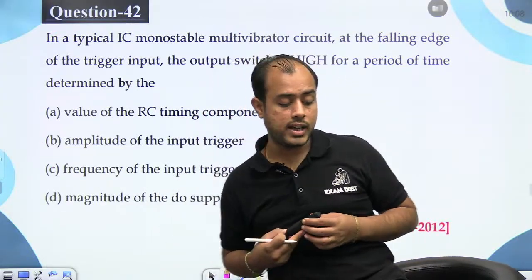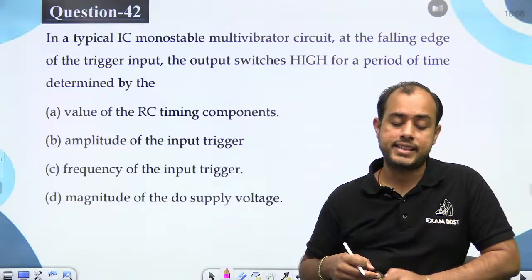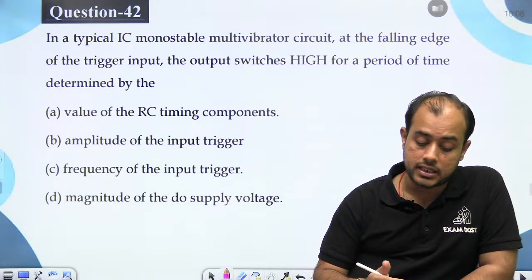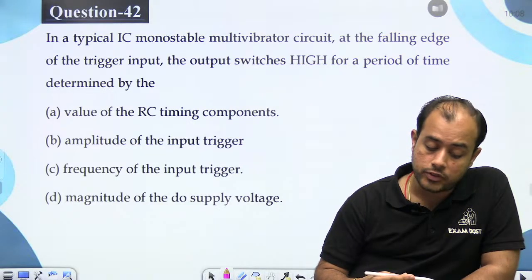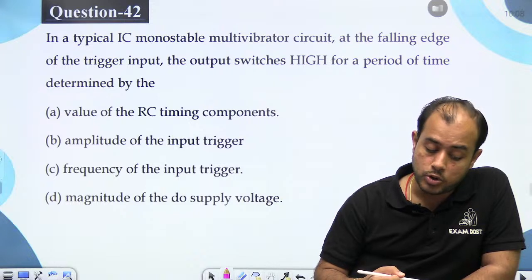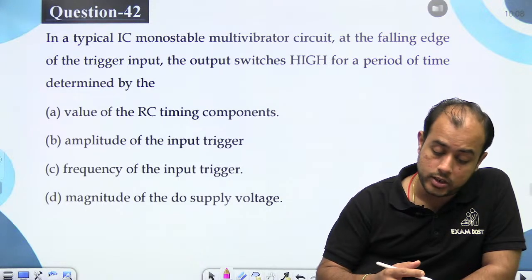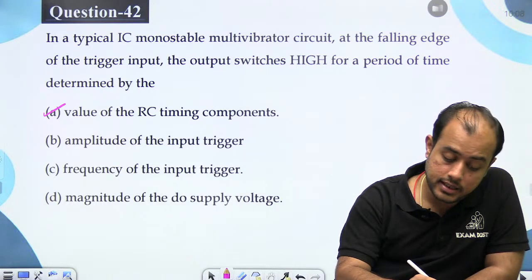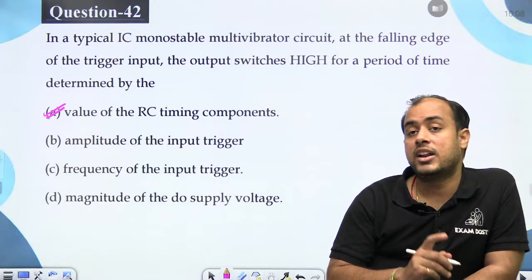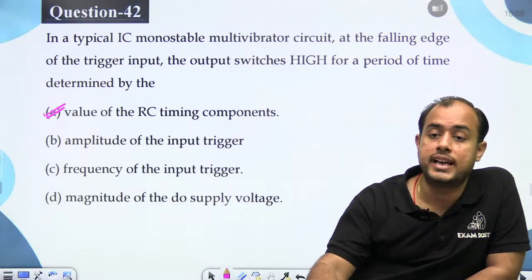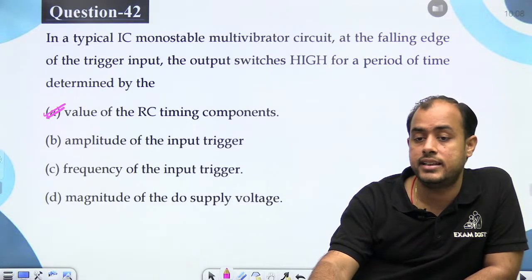ESE 2012, in a typical IC monostable multivibrator, at the falling edge of the trigger input, the output switches high for a period of time determined by RC. R और C की वैल्यू से डिसाइड होता है कितनी देर के लिए आउटपुट हाई रहेगा.